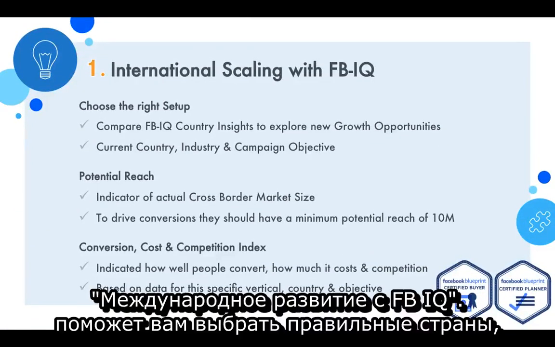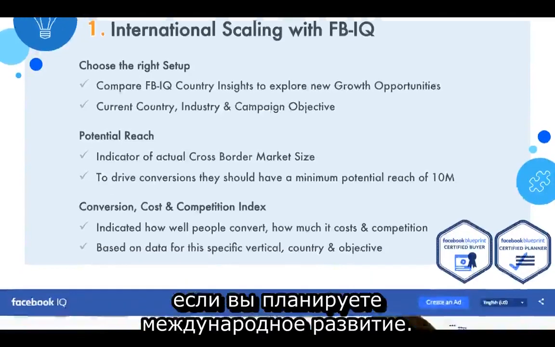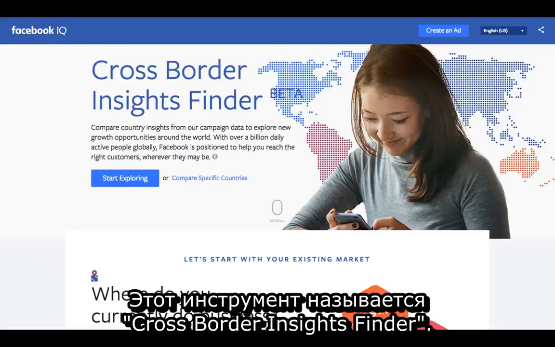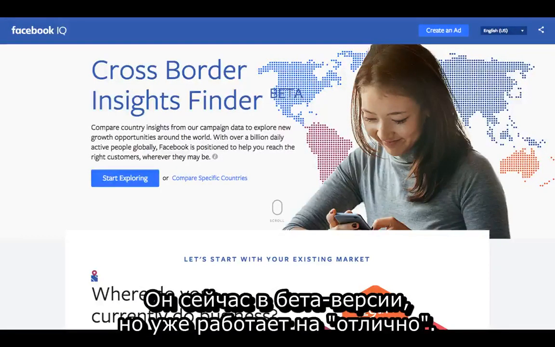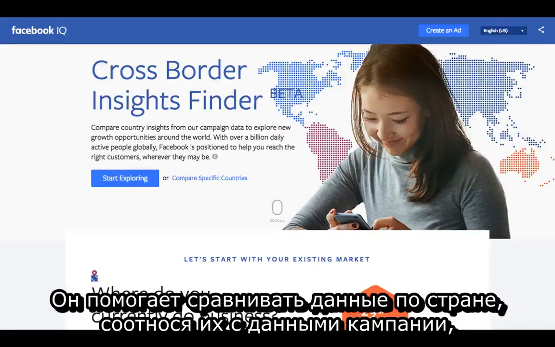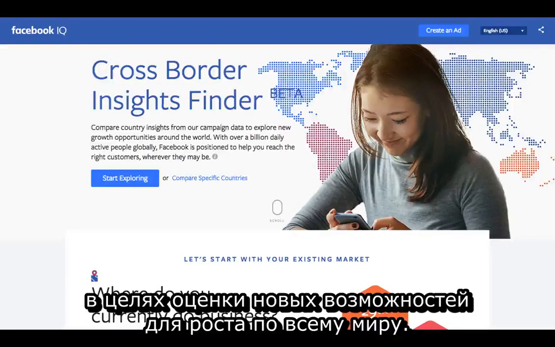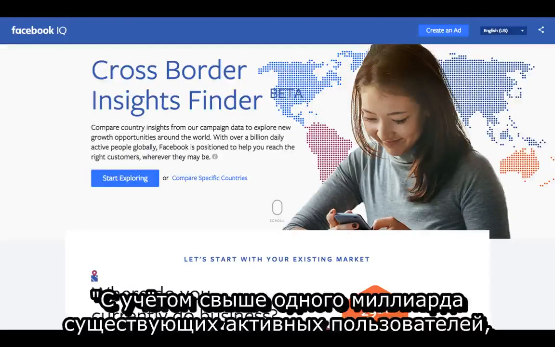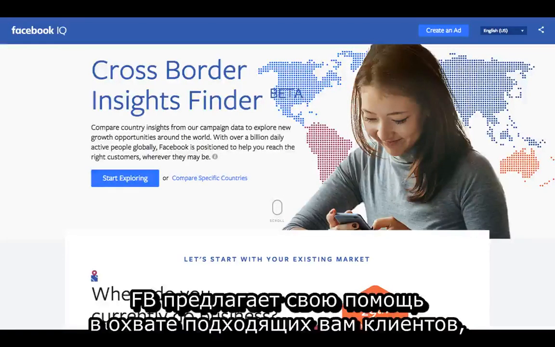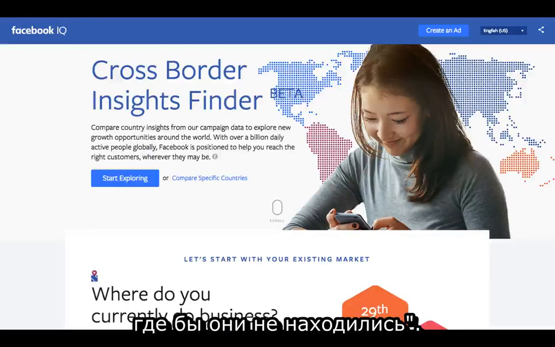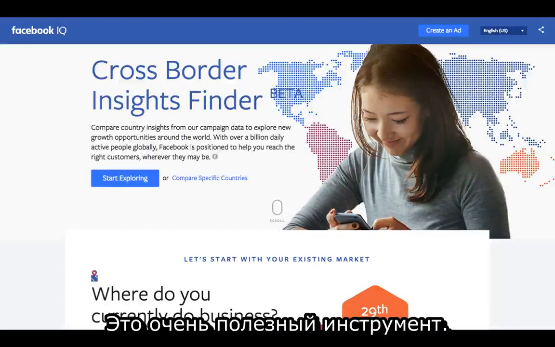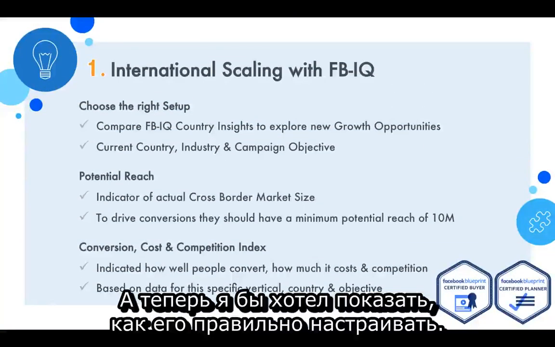So the international scaling with Facebook IQ basically helps you to find the right countries in order to scale internationally. This tool is called Cross-Border Insights Finder. It is still in beta, but it already works very nicely. It helps you to compare country insights from their campaign data to explore new growth opportunities around the world. And with over 1 billion daily active users globally, Facebook is positioned to help you to reach the right customers wherever they may be. And this is a very good tool. And now I would like to show you how you can set it up properly.